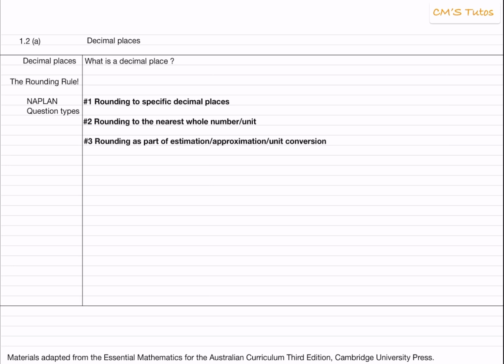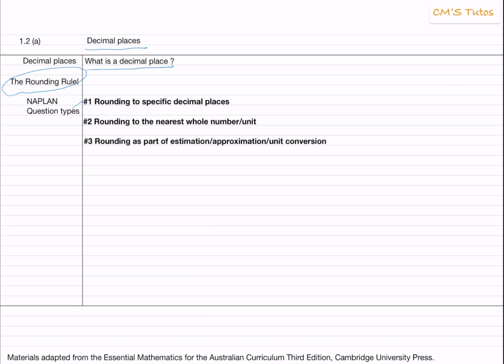Hey everyone, today we will be looking at the decimal places. So in this video, we will be exploring what is a decimal place and the rounding rule, and lastly, the NAPLAN question types.